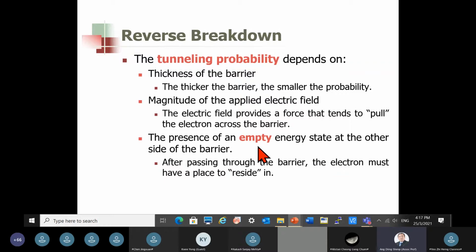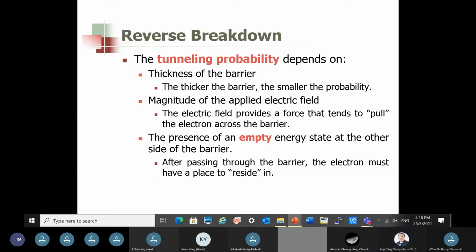Basically, I have mentioned this actually. This statement is equivalent to the Schrödinger equation having a real solution on the other side of the barrier. In other words, the electron must be able to exist on the other side of the barrier. And in order for that to happen, one can say that there must be an energy state available. In other words, there must be a real solution available for the electron wave function to exist on the other side of the barrier. Okay, so these three conditions must be fulfilled before quantum mechanical tunneling can happen, right?